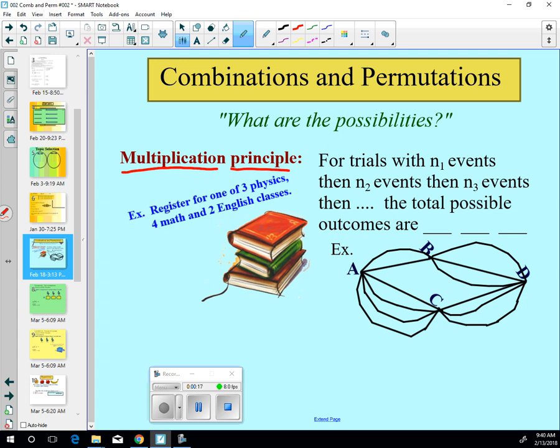For example, let's say you have 3 physics books, 4 math books, and 2 English books. Okay? And you're labeling these each different. They're a different kind of book. They're not identical. Okay? How many different combinations are there? Or I shouldn't say combinations. How many different arrangements are there, or possible outcomes are there, for these books?